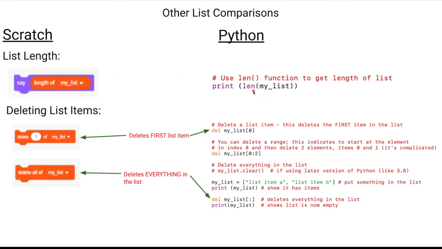There's a len function, and then you put in a list, and it'll return the number. So if I have a list and it has A, B, and C as 3 different items, if you take the length of that list, you'd get a 3 back.